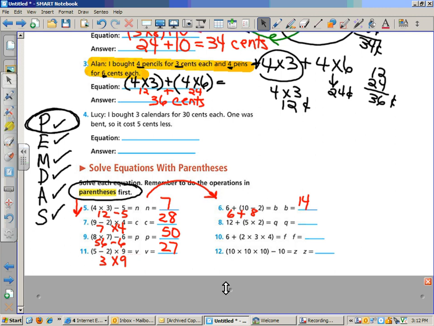This is what we're going to work on when you come to class on Monday. We're going to really work on putting together equations with real-world situations, like up here. And then we also are going to work on just looking at the equation and solving for an unknown.